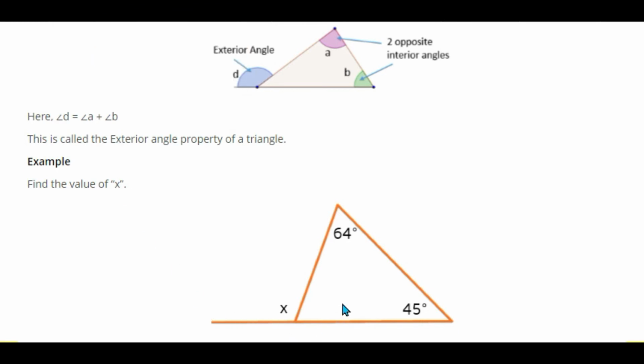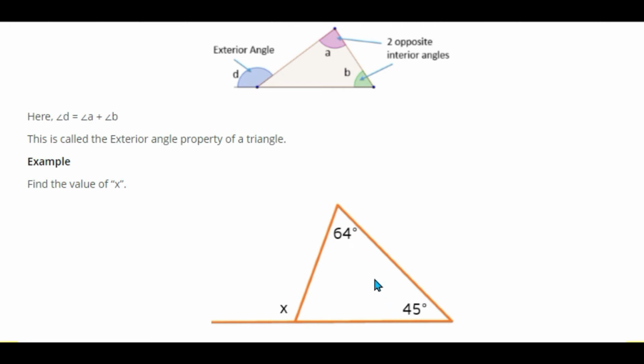I hope you have the answer to this question. So what is the measure of x? I told you the exterior angle of a triangle is the sum of its opposite interior angles. So the opposite interior angles of x are what? 64 and 45. Now you add them.